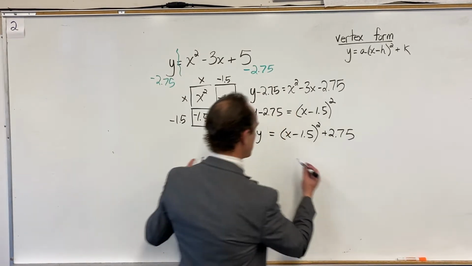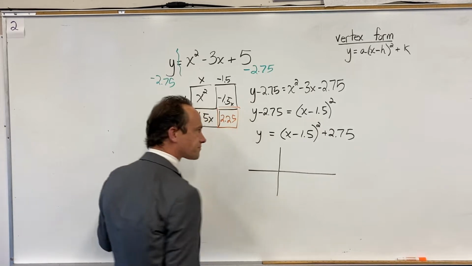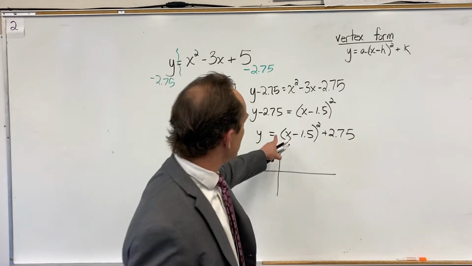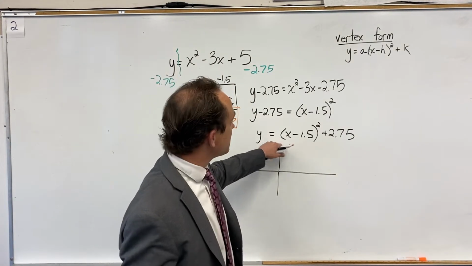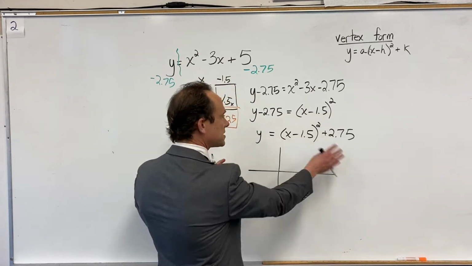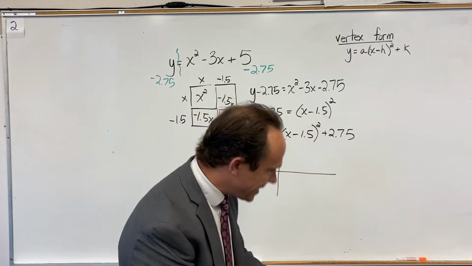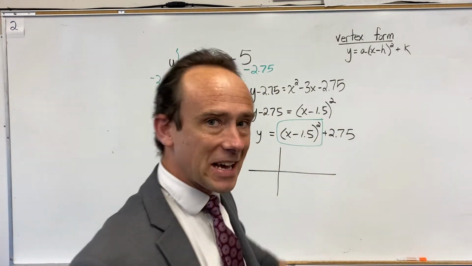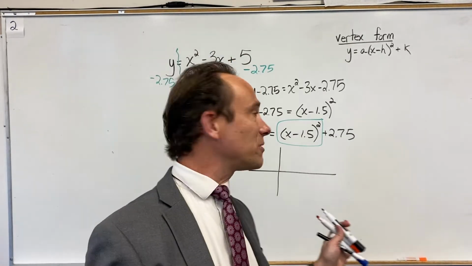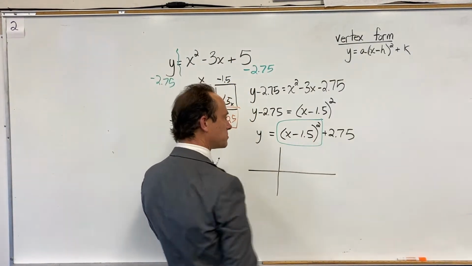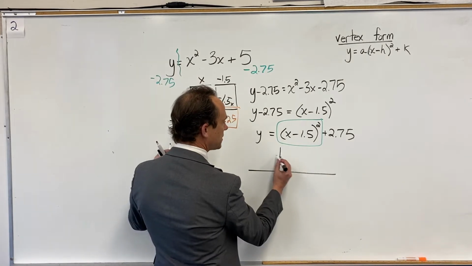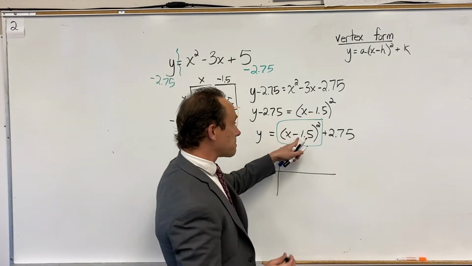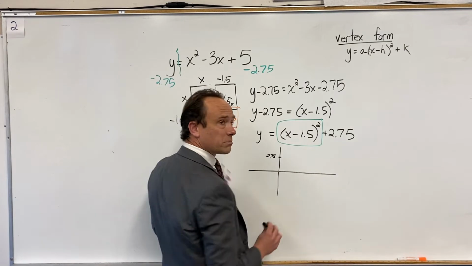So let's do kind of a rough graph. You got to think in vertex form, when a is positive, it's a minimum value, and the smallest number that y can ever be is 2.75, because that green rectangle can never be negative. As small as it could ever be is 0. And when it is 0, y is 2.75. So it's going to be up here. Let's just say 2.75. Then you want to ask yourself, what value of x makes that 0? And that is 1.5.